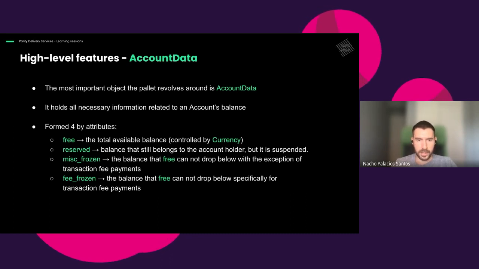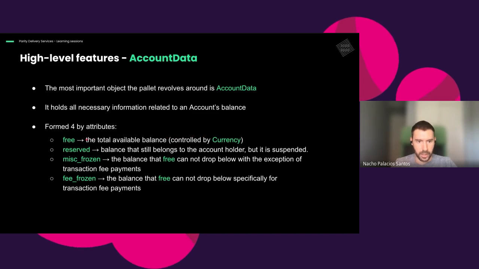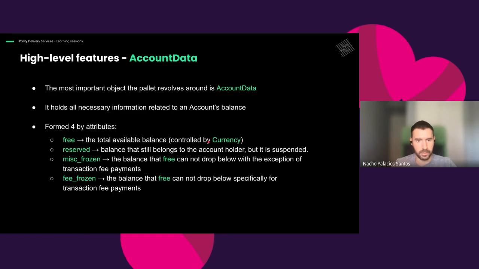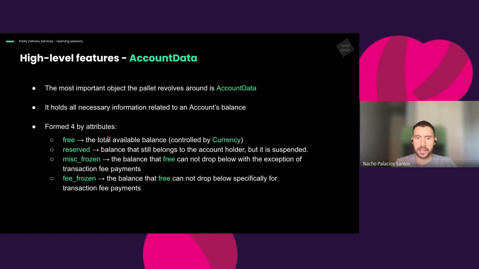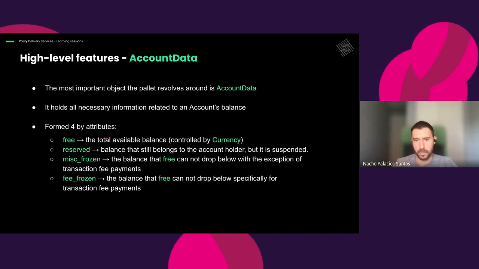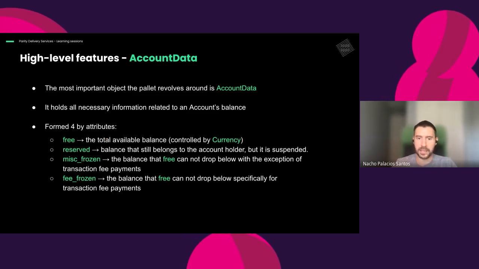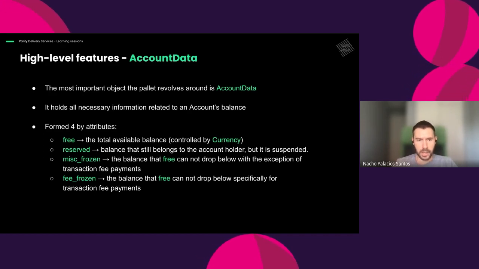It's formed by four attributes. The first one is free. That's the one I told you to remember. So basically, it's controlled by the currency trait, so this is only modifying this one. Then we have the reserved. It means the balance that still belongs to the account holder, but it is suspended. You have the miscellaneous frozen, the balance that free cannot drop below, with the exception of transaction fee payments, and then the fee frozen, the balance that free cannot drop below specifically for transaction fee payments.